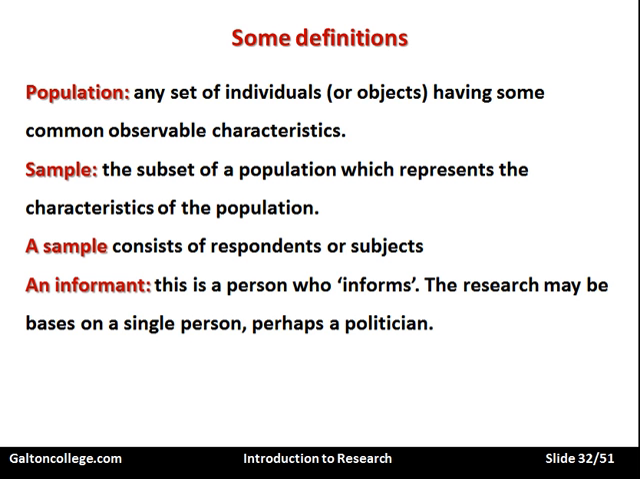An informant is a person who informs. The research may be based on a single person, for example, perhaps a politician, but the research could equally be based on a number of informants. Now, the word informant has got somewhat a sinister connotation, but the way we use it here, an informant is a person who informs. Throughout these classes, I tend to refer to an informant as a respondent, the person who responds to questions or to situations.